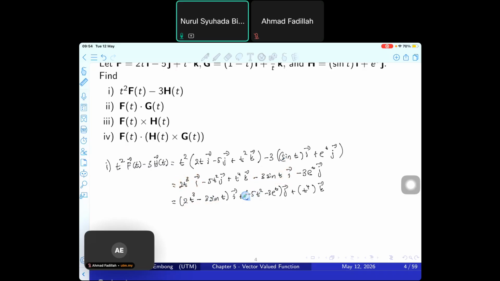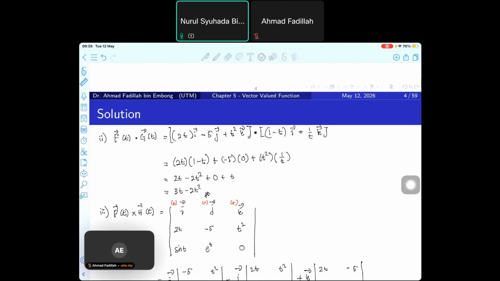Next, I collect the component j. So I take negative 5t squared minus the negative 3e^t. So here we get the jth component. And for the kth component, we don't have any pair, so you just copy everything. Okay, so this is the first question.